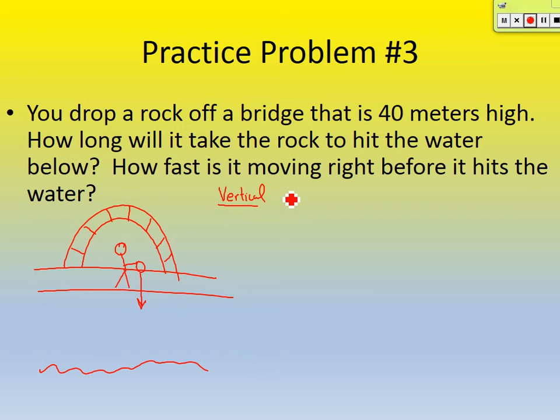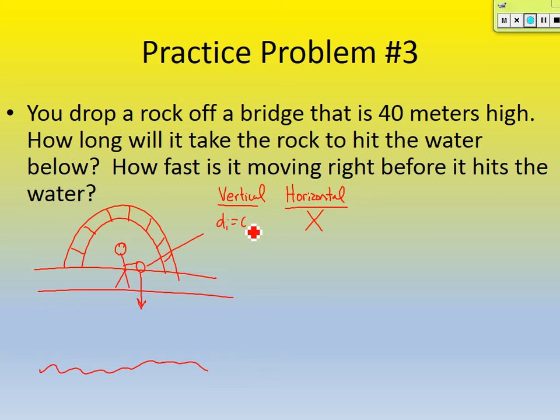So vertical, and then I would like you to write horizontal off to the side. But again, if the rock is being dropped, it's just going to have vertical motion. It's not going to have horizontal motion. So there will be nothing under the horizontal component for this problem. Step number 3 is to list all of our known variables. I like to start at the point at which he releases it.